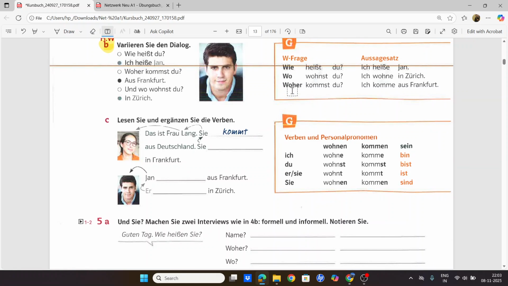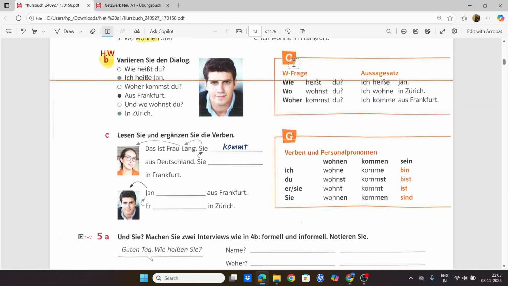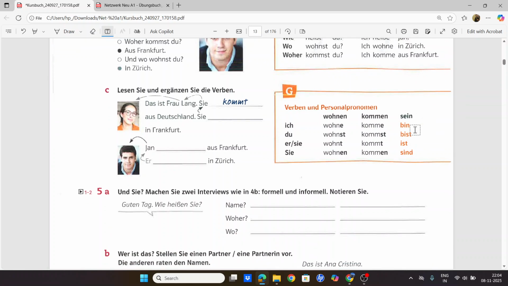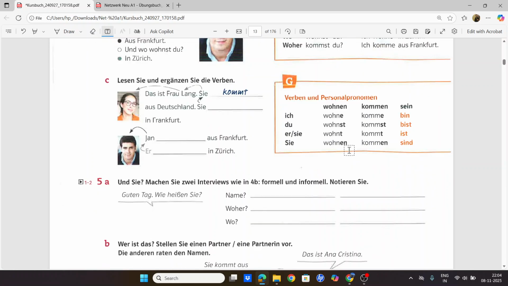So this is a W-Frage. W-Frage means let me explain this. W-Frage means W-word questions. So, Wie heißt du? Wie wohnst du? Woher kommst du? This is a way to ask someone a question, and you are now going to answer this. Ich heiße Shivam. Ich wohne in Chandigarh. Ich komme aus India. So that's the right way to answer a question.